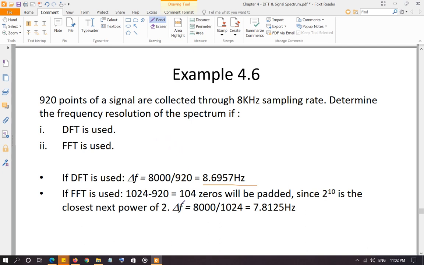So if FFT is used, of course, 1024 minus 920, you're going to pad 104 zeros. And 1024 is 2 to the power 10. So you calculate the frequency spectrum with 8000 over 1024, which is 7.8125. So again, the frequency resolution is going to become smaller. That means you now have a better resolution to check your frequency contents.